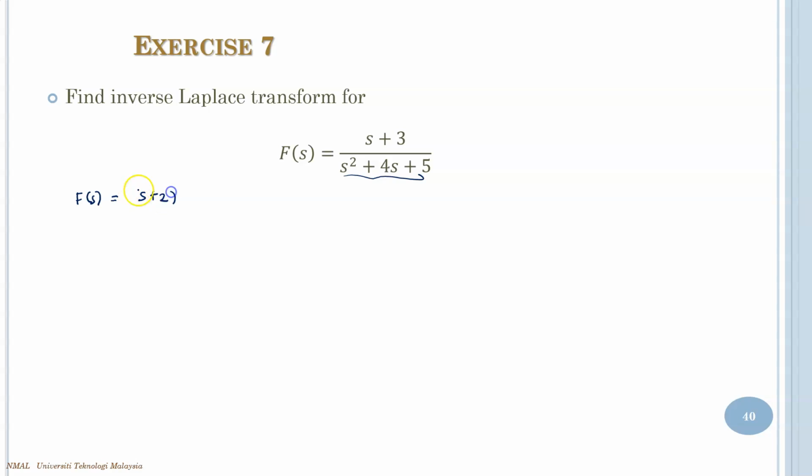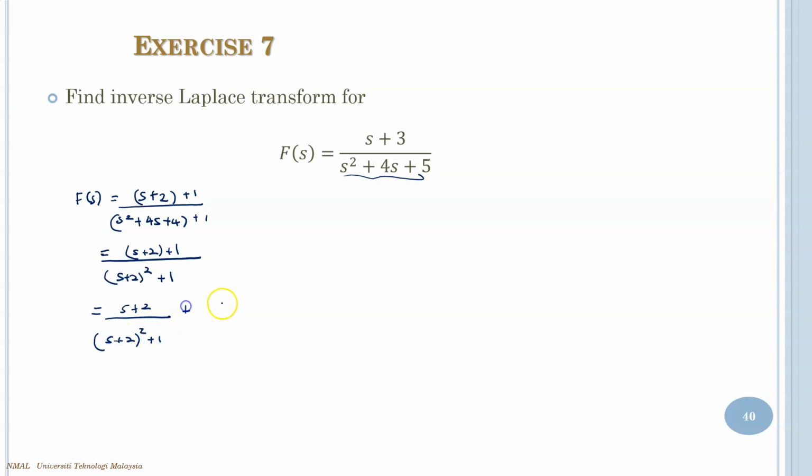So it will become s plus 2 plus 1 divided by s squared plus 4s plus 4 plus 1. This s squared plus 4s plus 4 in the denominator, you can now factorize to become s plus 2 squared. From here you can separate these into two fractions: s plus 2 divided by s plus 2 squared plus 1, plus 1 divided by s plus 2 squared plus 1. Basically from here you can mesh with the Laplace transform pairs from the table.